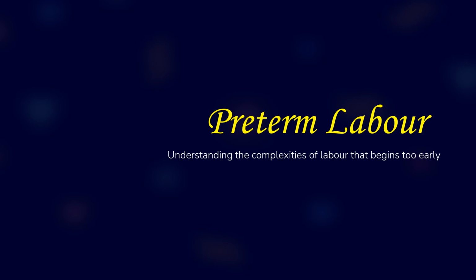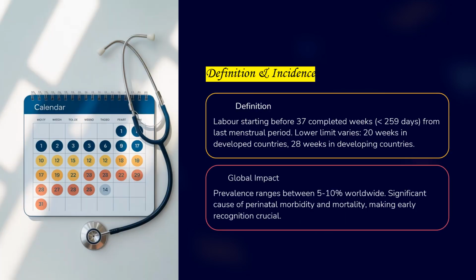Hello and welcome everyone. So today let's learn about preterm labor, labor that begins before term. Let's quickly start with the definition. What is preterm labor? A labor that starts before 37 completed weeks from the last menstrual period. That means it is the labor that starts before 37 weeks of gestation from the last menstrual period.